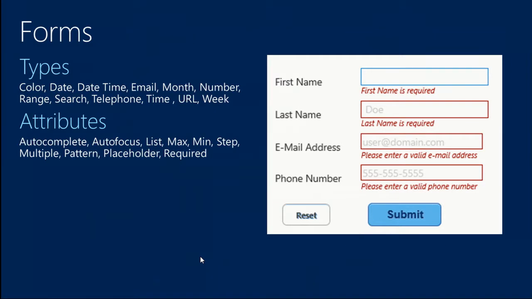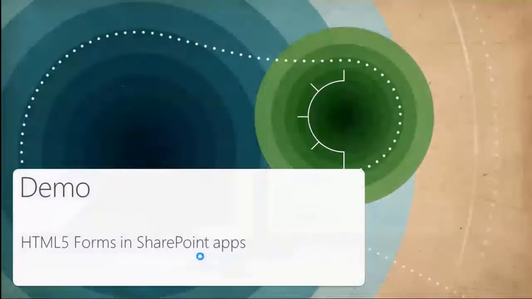And then there's a bunch of new attributes that go along with these that make them much more like the controls that we're used to, like autocomplete, autofocus, required, placeholder, things like that, allowing you to make a much more rich kind of form for user input than we've typically had in the past. Okay, let's take a look at one of those.